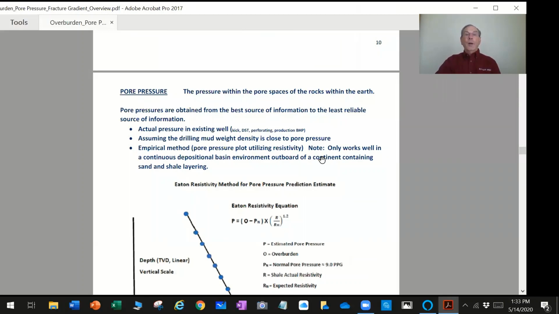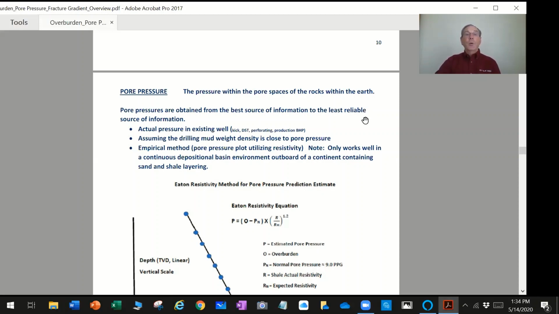Now, pore pressure is the pressure within the pore spaces of the rocks within the earth. Pore pressures are obtained from the best source of information to the least reliable source of information. So it's always best, as I've described previously, to use actual pressures if you have them, which could come from kicks, drill stem tests, offset wells, perforating a well, bottom hole pressure measurements, or other sources.